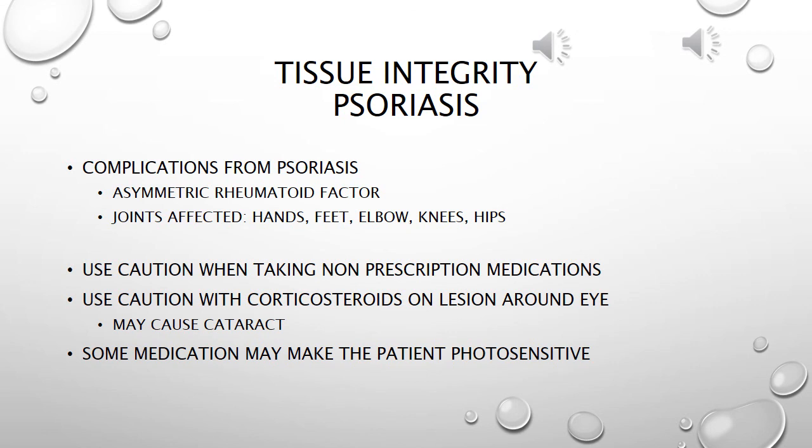In the concept of tissue integrity, the exemplar psoriasis. Complications from psoriasis can include asymmetric, rheumatoid factor negative arthritis of multiple joints, which occurs in up to 30% of people with psoriasis, mostly typically after skin lesions appear. The most typical joints affected include those in the hands or feet, although sometimes larger joints like elbows and knees or hips may be affected. It is recommended that a rheumatologist be consulted to assist in the diagnosis and long-term treatment. Generalized exfoliative dermatitis may also result from psoriasis.